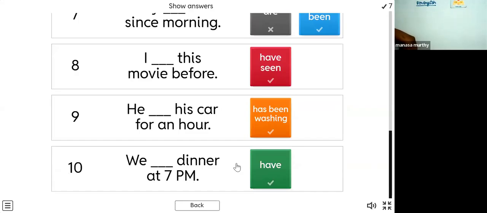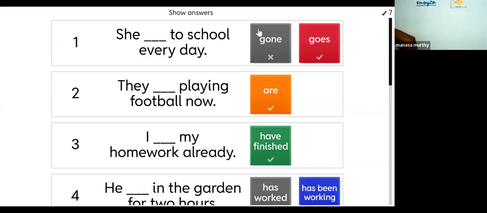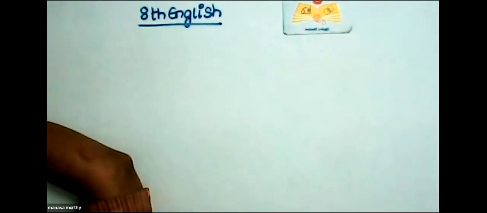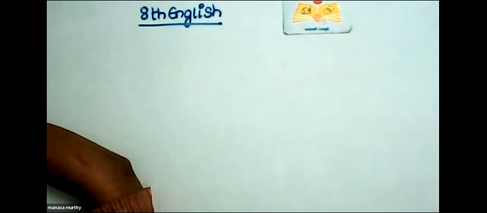Okay, done. How many full scores? All of you were able to get 10 on 10 or 8 of 10. I hope you would have scored the maximum marks. Yes, good. Even if it is a little low, not an issue. We are here to learn. From mistakes, we will learn.